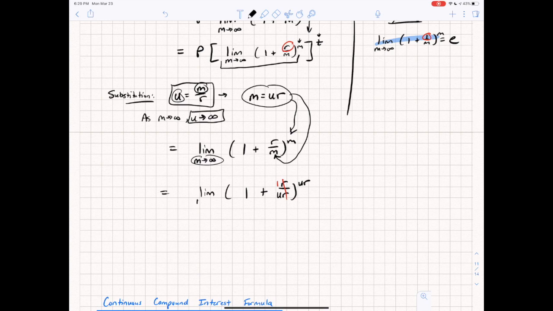And so I'm going to write this on the bottom, replacing it in terms of my substitution. So then the limit that I'm actually trying to find right now is the limit as u goes to infinity of 1 plus 1 over u to the ur.